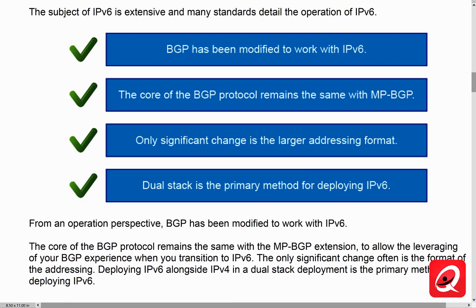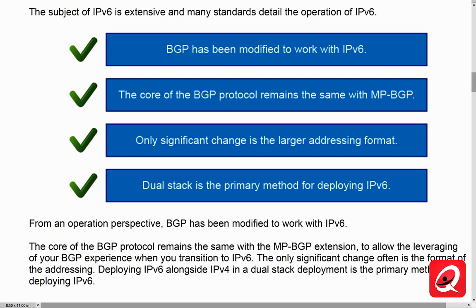So in our summary, the subject of IPv6 is extensive, and many standards detail the operation of IPv6. BGP has been modified to work with IPv6. The core of the BGP protocol remains the same. The only significant change is the larger address format. I don't entirely agree with that, because BGP for IPv6 in general does add several other features, particularly in terms of authentication and encryption, as well as how we establish next hop information based on link local information as opposed to global unicast. But yes, from a configuration standpoint, the syntax is relatively the same. The only difference is the addressing format.